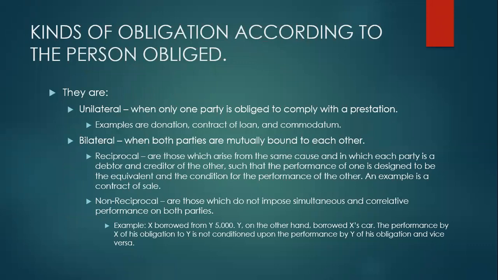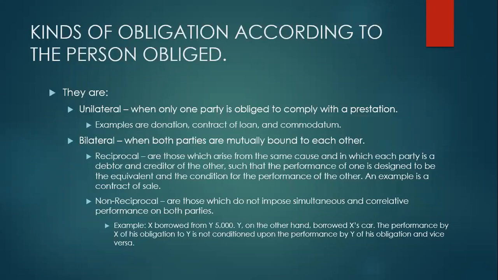Now, let's talk about kinds of obligation according to the person obliged. So they are, number one, unilateral. It is unilateral when only one party is obliged to comply with a prestation, meaning one-sided, unilateral. Examples are donation, contract of loan, and comodatum. In a contract of loan, the lender has the obligation to give. After the lender has complied with his obligation, the debtor has the obligation to pay. Now, the second one is bilateral.